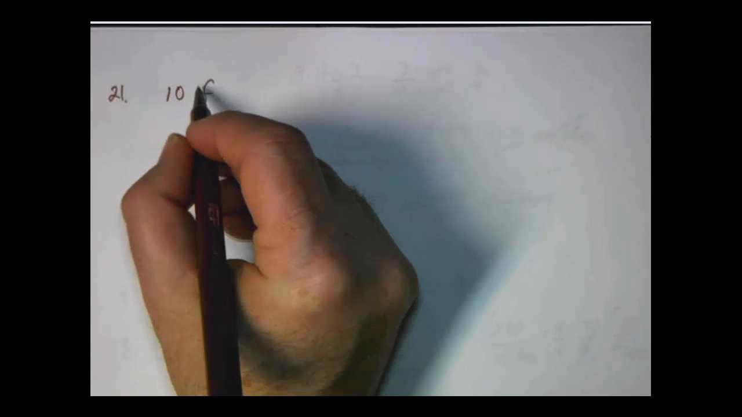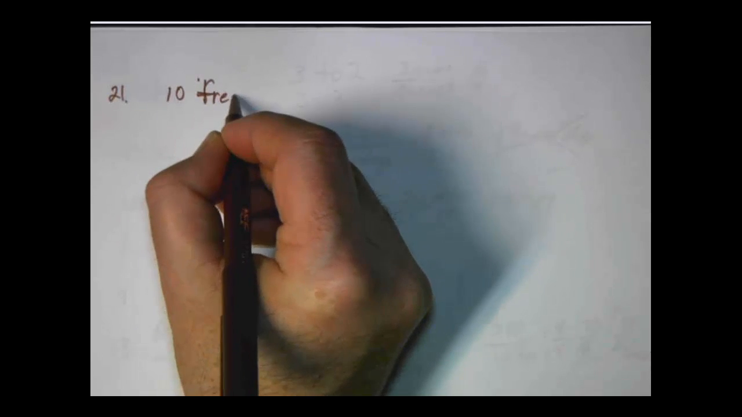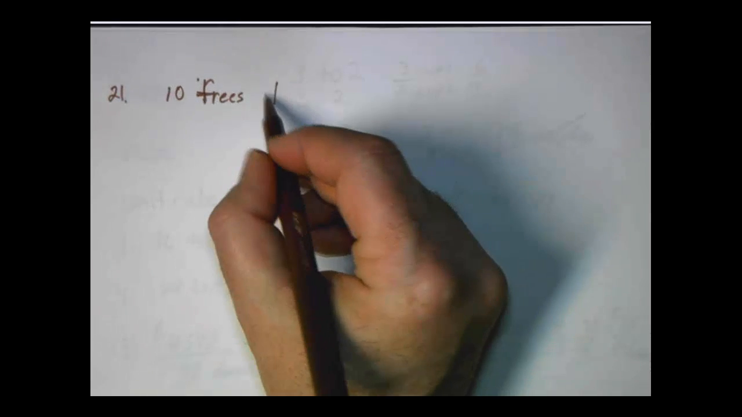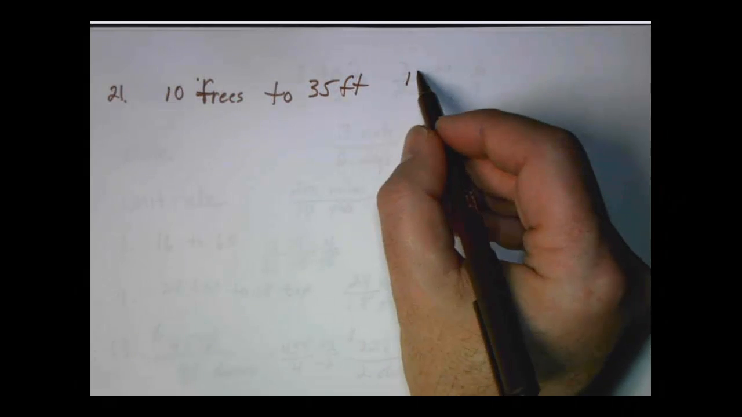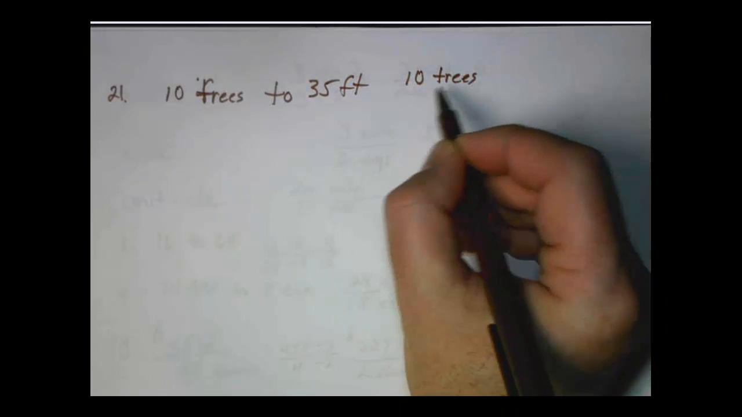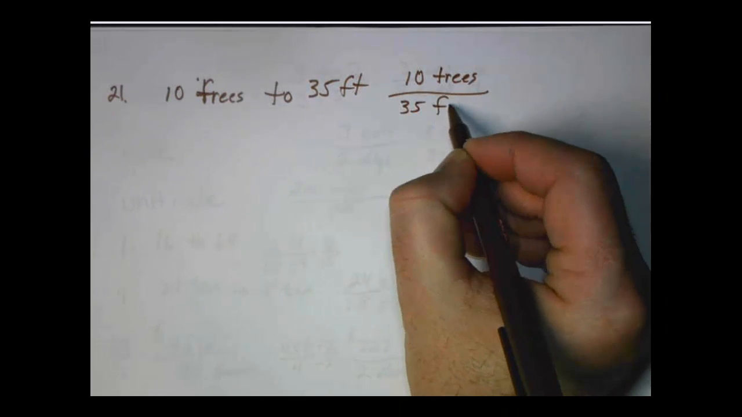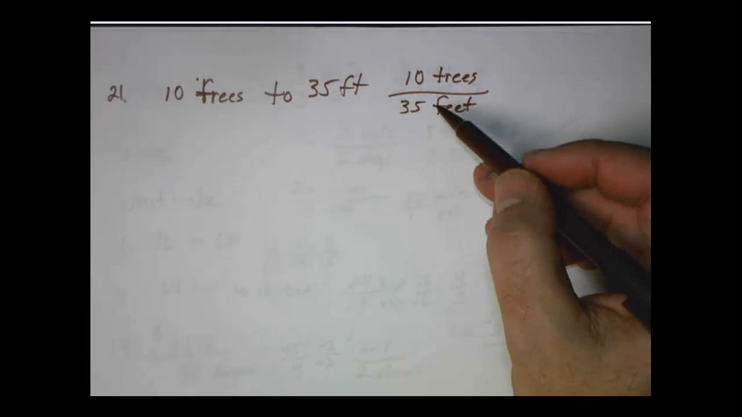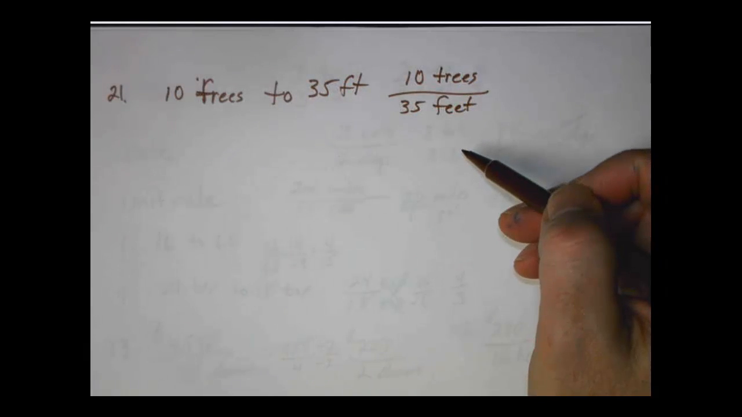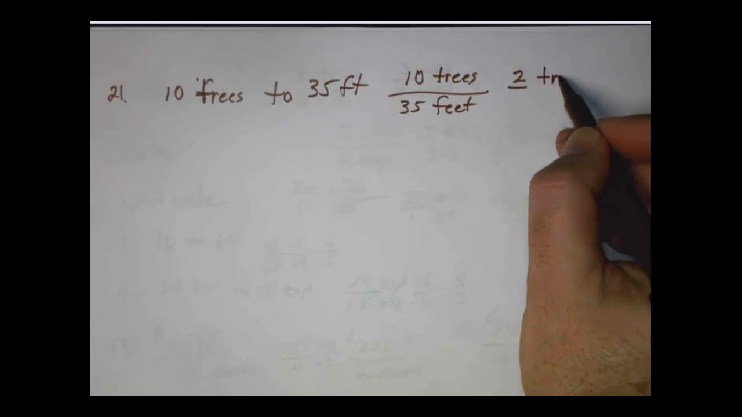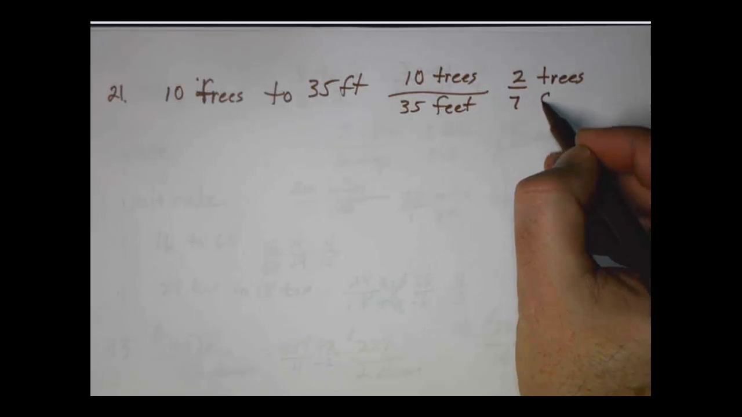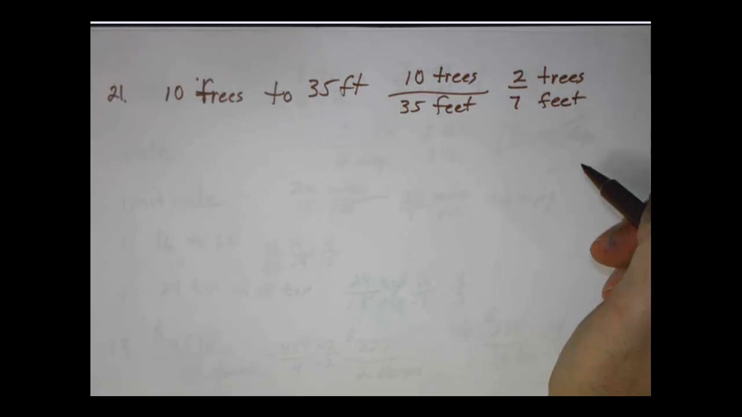So let's look at number 21. I have 10 trees to every 35 feet. So I could write it again, 10 trees over 35 feet. And notice that 5 goes into both. So that would have 2 trees to every 7 feet. Okay.